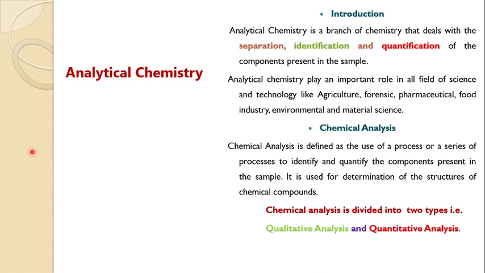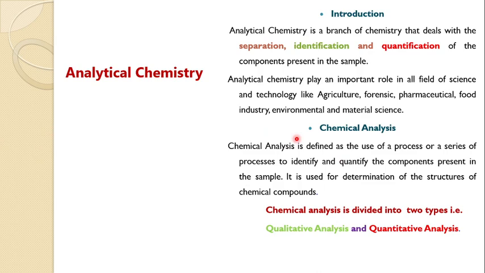If you look at the food industry, safety is most important, and at that time the analysis is required. For the environment, that is water quality, air quality, soil quality, you have to test using chemical analysis, or you can say analytical chemistry. These are the applications of analytical chemistry in all those fields.